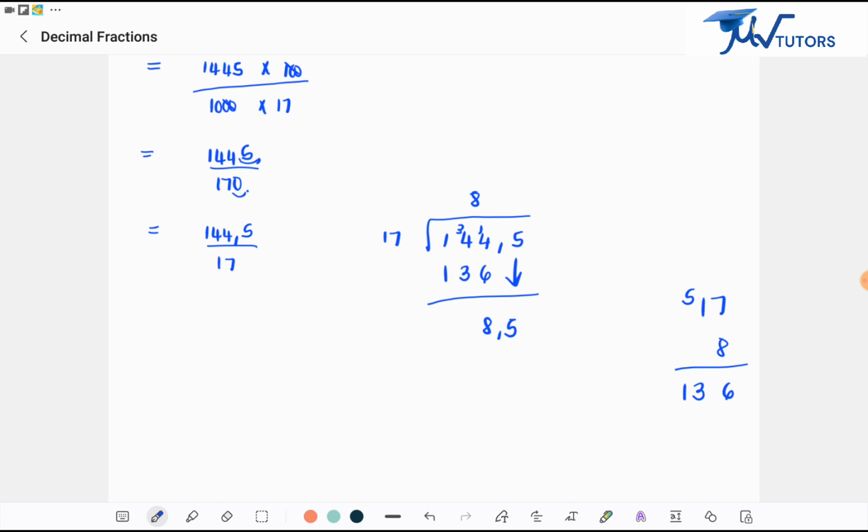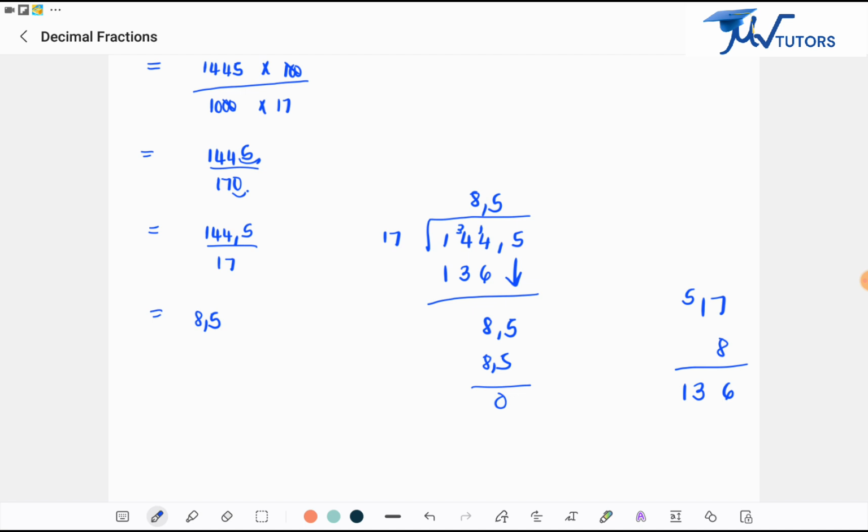Now 8,5 divided by 17. 8,5 is actually half of 17. So 8,5 divided by 17 is going to be 0,5. So I'm going to put that there. And then I'm going to say 0,5 multiplied by 17. Again, that's 8,5, so that's 0. So basically, 144,5 divided by 17 is basically 8,5.